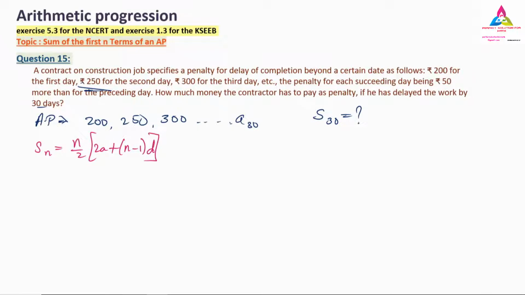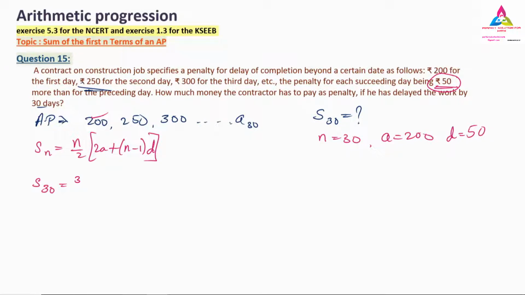Here the value of n is 30, because you have to find the 30th term. What is the a value? The a value is 200, the first term. And what is the d value? It is already given, no need to find, directly they have given 50. If you don't know this, go for 250 minus 200, second term minus first term, a2 minus a1, then you are going to get the d value as 50, but they have already given 50 over here. So now we will substitute the values.